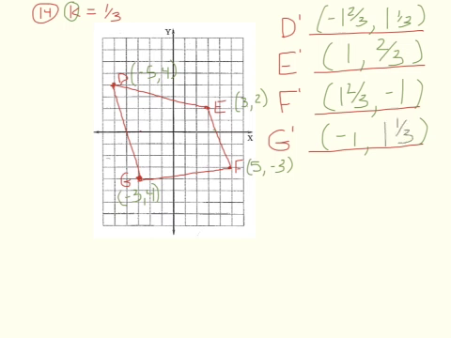So these would be points that we could graph. Now, since these are fractions, we'd have to estimate where they are. But we could graph those points and then draw the new figure, and you'll find out that that figure is smaller than the original.